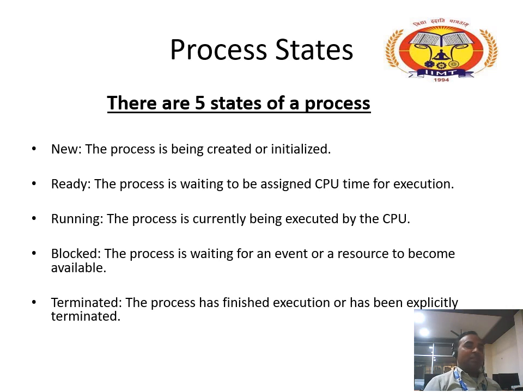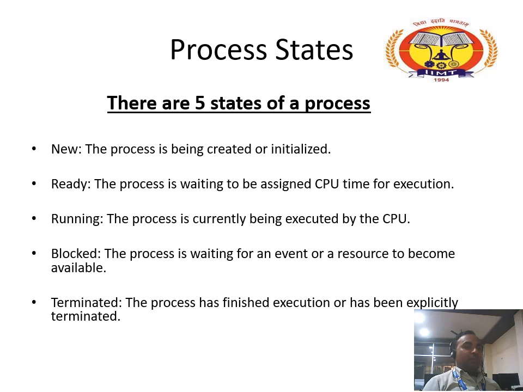Running, you can simply understand. In this case, the process holds the CPU and starts its execution. When the process is executed by the CPU, that state of the process is called running state. The next state is blocked state. Suppose the process is in running state and it needs an event or a particular resource, then it will be in blocked state.